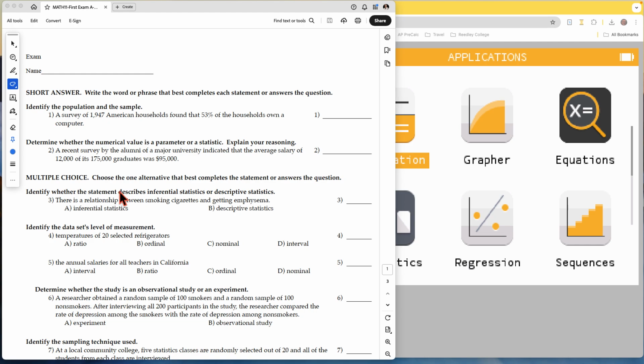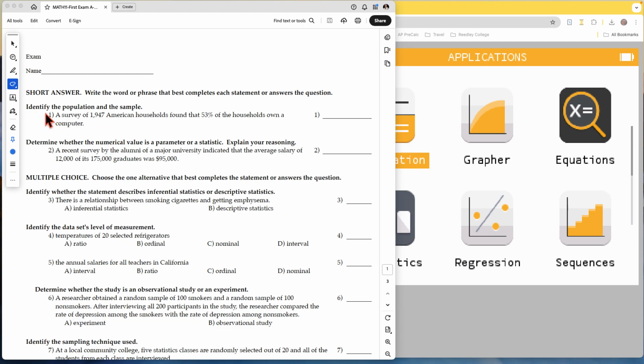Practice test for chapters 1, 2, and 3. Let's move through these questions. You do have the answer key for them, but I'd like to call out why each answer is correct.